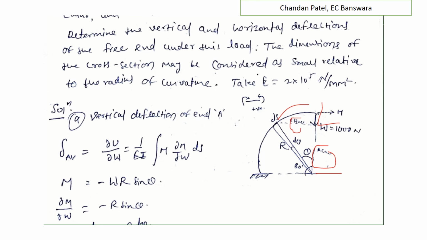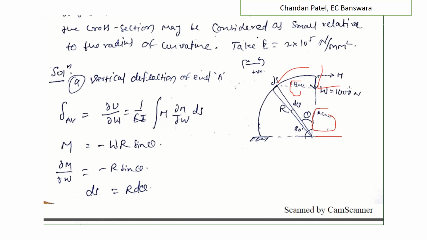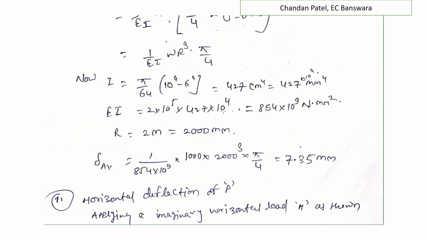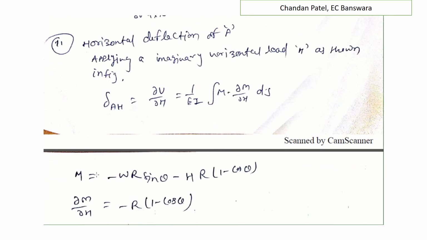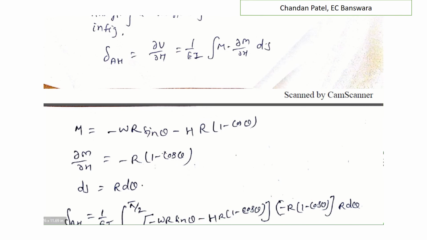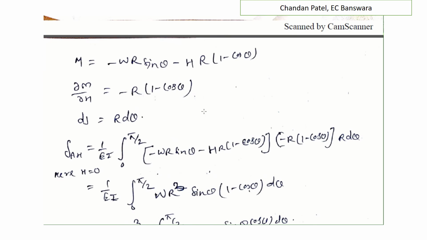Now we find these values. The total length is r, and this portion is r cos theta, so this value is r minus r cos theta. So H into r minus r cos theta. The equation is minus W into r sin theta, where W is the load given in the question, and minus H r bracket 1 minus cos theta. Now del M by del H: the constant term gives 0 and H is 1, so the remaining part is minus r into 1 minus cos theta. ds equals r d theta, and the limit varies from 0 to pi by 2.